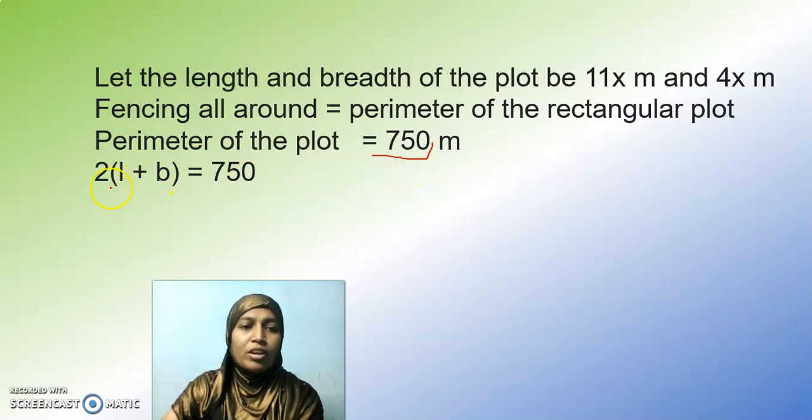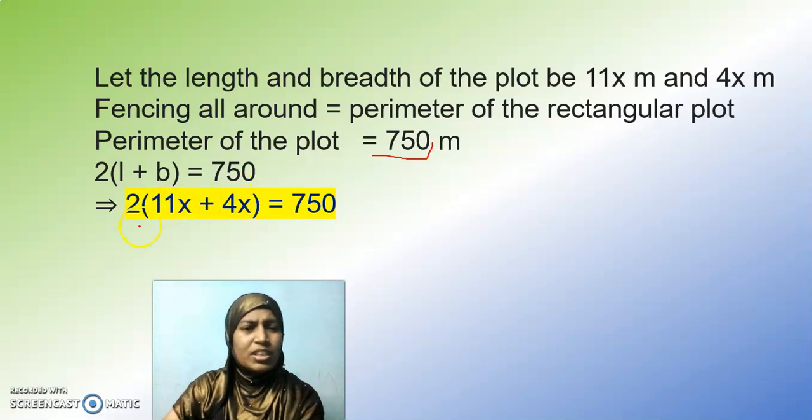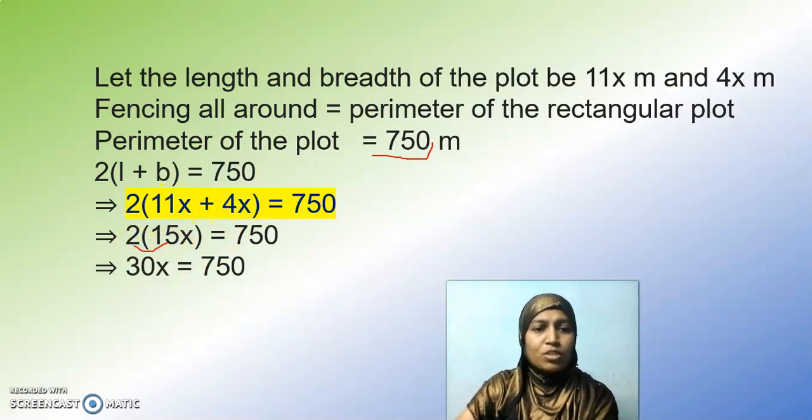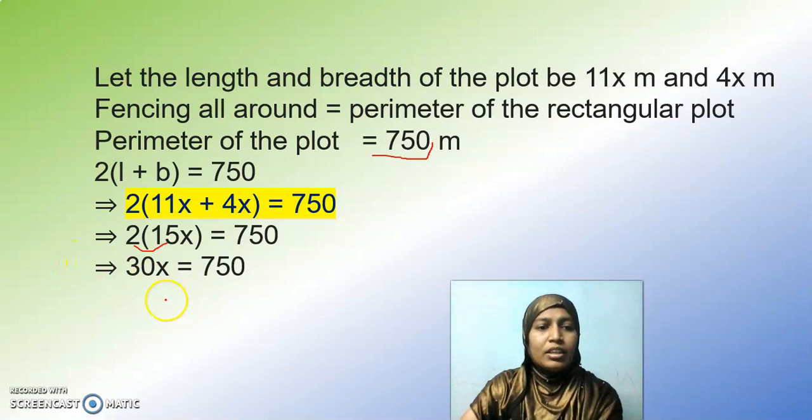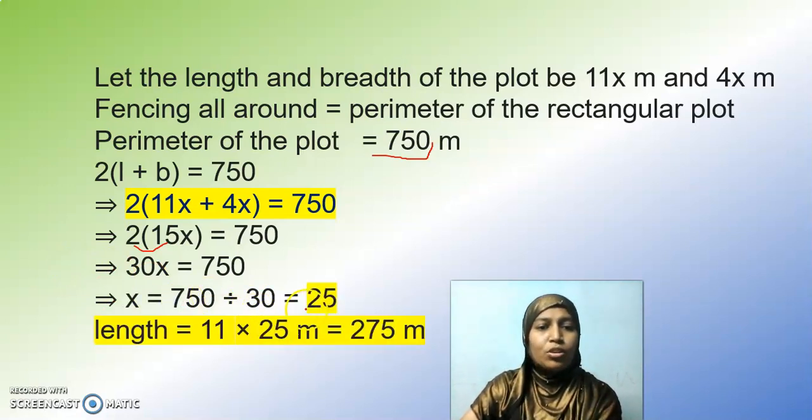So, we know the formula of perimeter as 2 into length plus breadth, which is equal to 750. This thing we have already done and you are familiar with these problems. Okay, 11 plus 4 is 15x. 2 15s are 30x. So if I transpose 30, you will get 750 divided by 30, which is equal to 25. And length is 11x. Don't stop just by finding the value of x. You should know the objective of the problem, 11x and 4x.